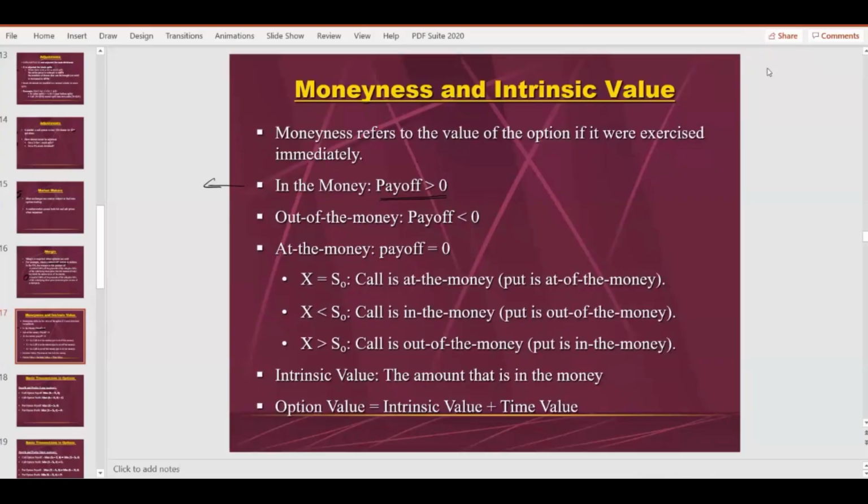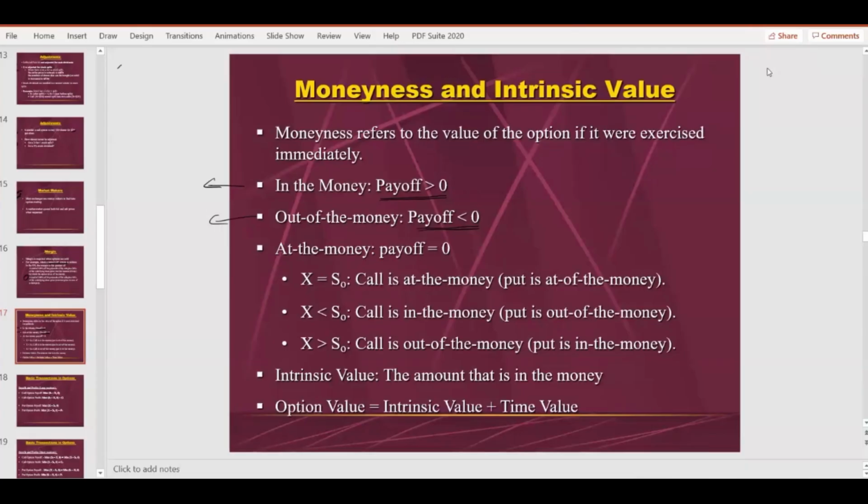Now, if the option is exercised and the payoff is negative, and as I said before, mainly the broker won't allow you to exercise such an option, but let's assume that if it's exercised, the payoff is going to be negative. In this case, we can say that this option is out of the money. And finally, an at the money option will have a payoff of 0. So the investor is going to be indifferent whether to exercise or not that option because its payoff is 0. So let me give you a quick example.